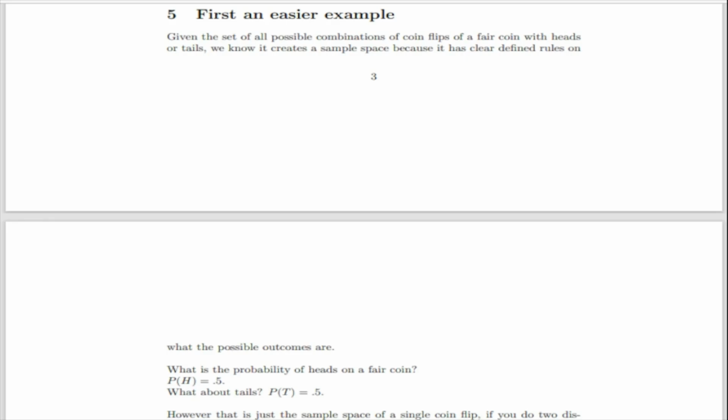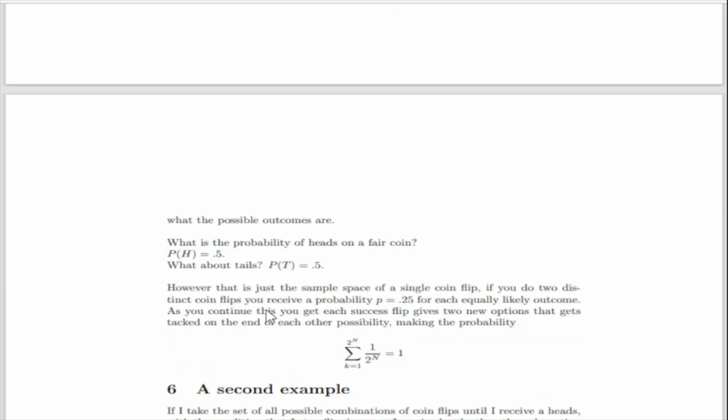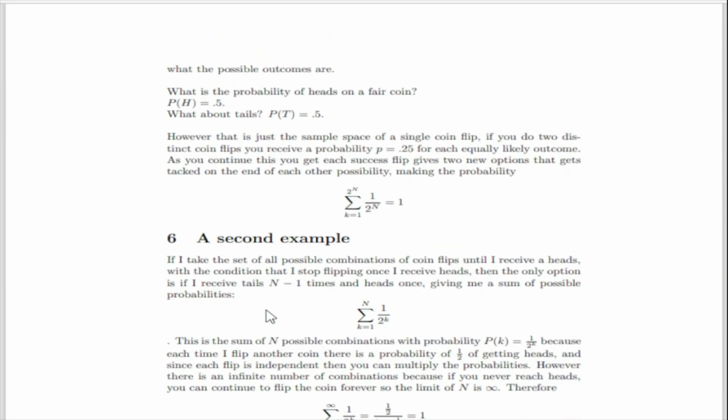Well, 0.5. What about tails? That's also 0.5. Okay? So, however, that is just a sample space of a single coin flip. If you do 2 distinct coin flips, you will receive a probability of 0.25 for each equally likely outcome.